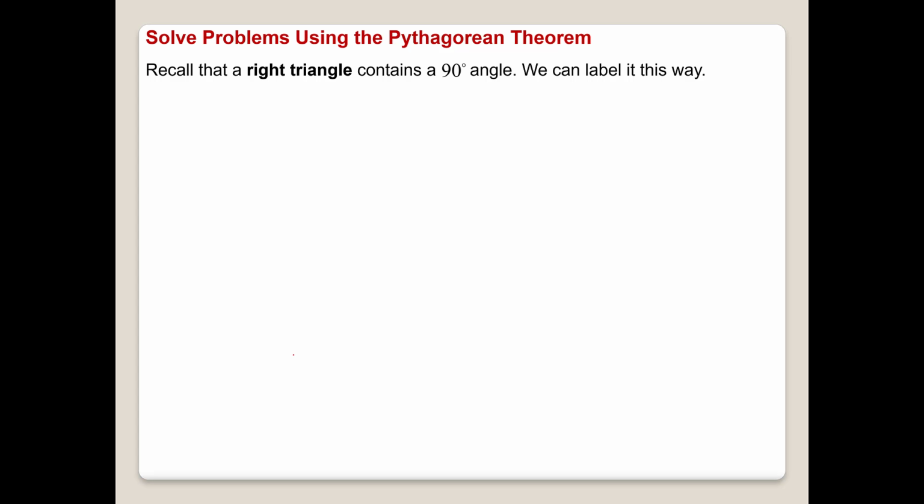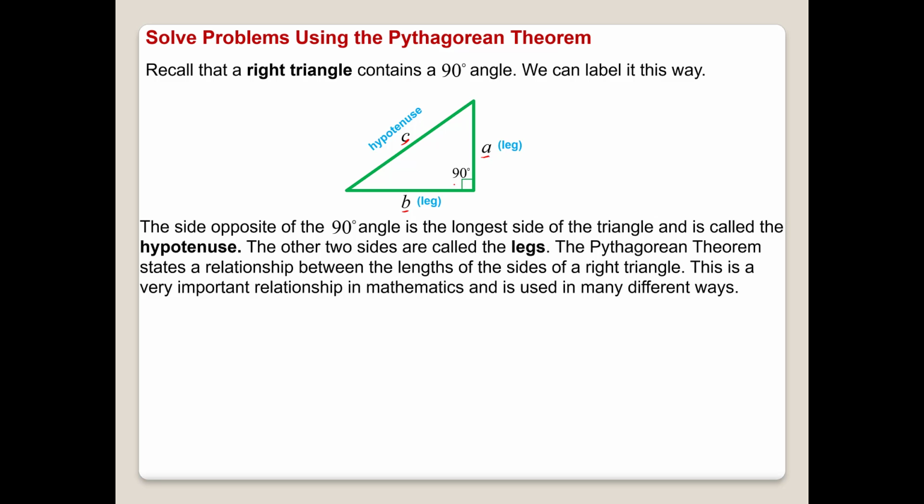Alright, so now we're going to solve problems using the Pythagorean theorem. Recall the right triangle contains a 90-degree angle. We can label it this way. Your hypotenuse is your C, and you have your legs A and B, and you have your 90 degrees right there. The opposite side of the 90-degree angle is the longest side, which is called the hypotenuse. The other two sides are called legs.